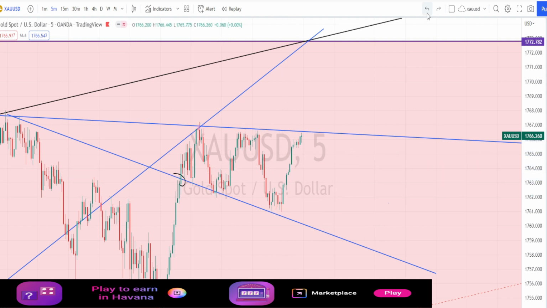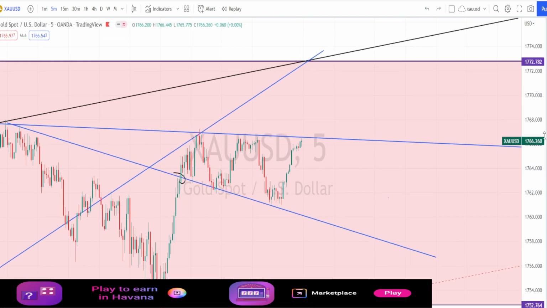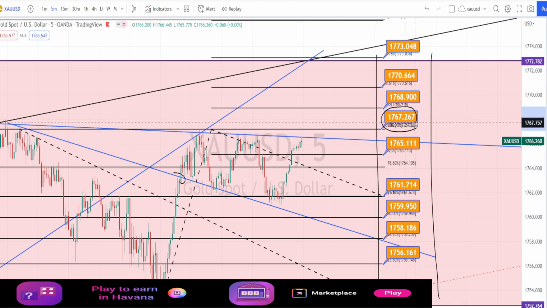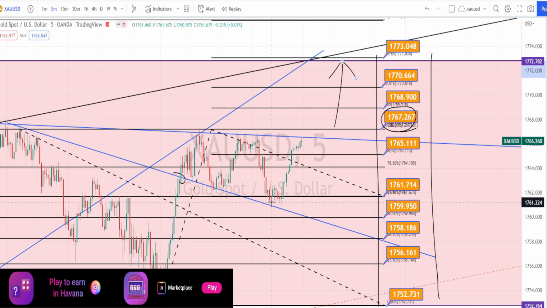Let us mark the support and resistance levels. So the values within this orange color boxes are the resistance and support levels for 5 minutes time frame. Once this resistance level of 1767 is broken, we can expect a very strong bounce back on the bullish side. And if this support level is broken, we can expect it to retrace to the higher time frame support level of 1752. That's all the analysis for today.